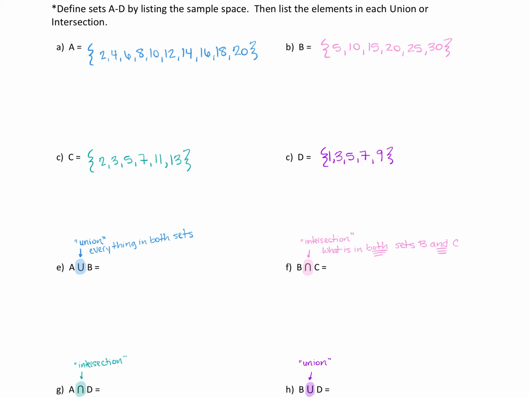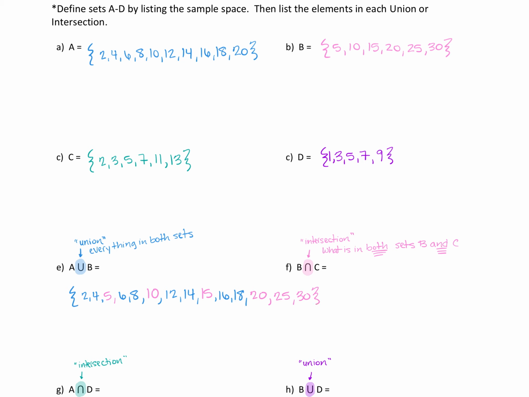So A has 2, 4, and then we need the 5, and then 6, 8, 10 is in both sets, and then we need the 12 and the 14 and the 15 and the 16 and the 18 and the 20 and the 25 and the 30.